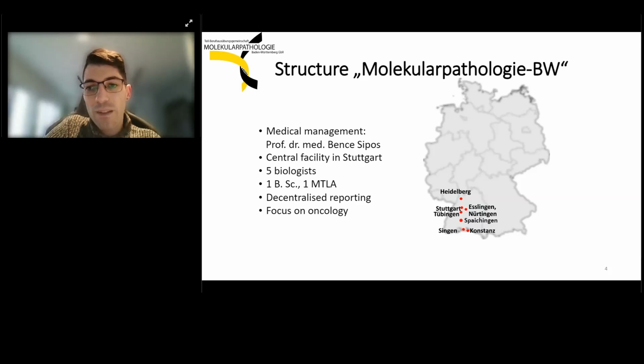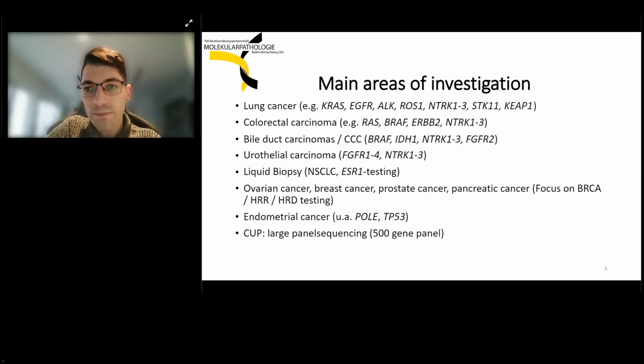This ensures decentralized diagnosis and oncological orientation. And the main focus of our institution is molecular tumor diagnostics. This slide summarizes the main areas of investigation carried out in our institution.